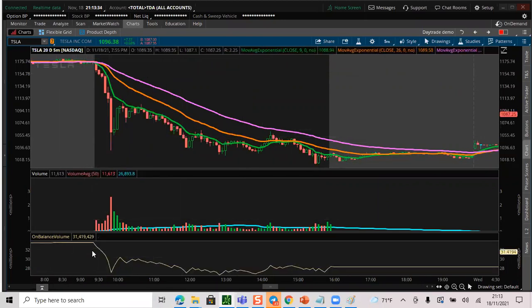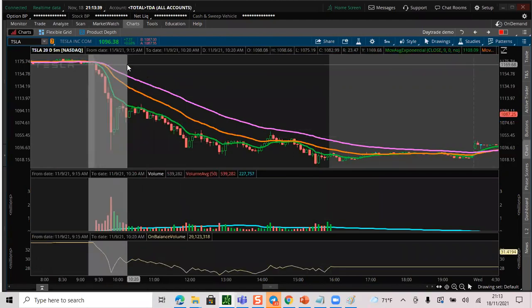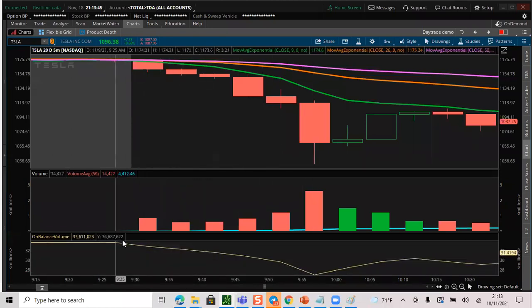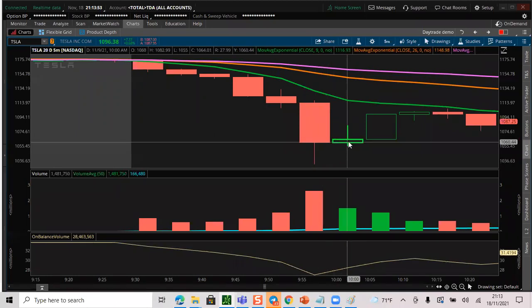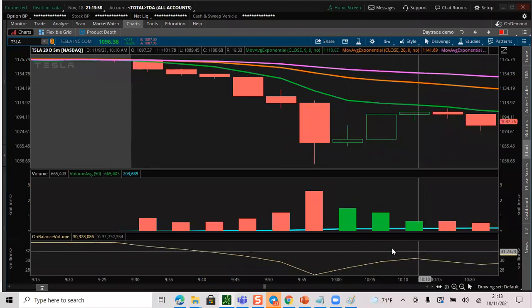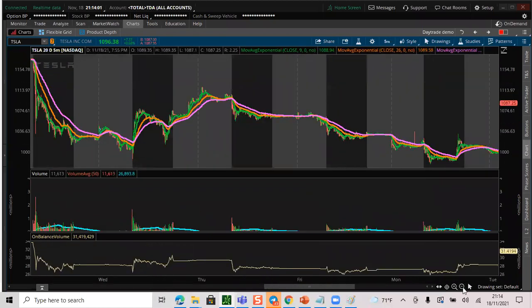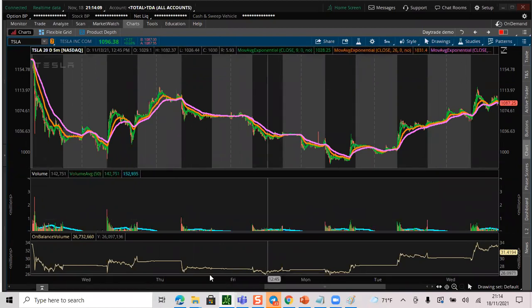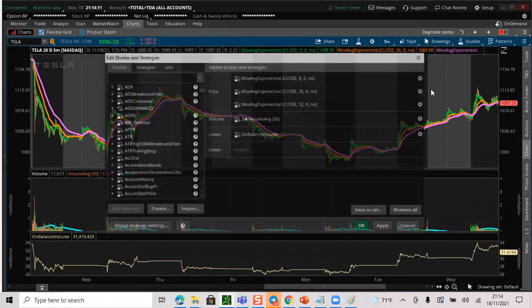So first of all, I added an indicator called on balance volume. You can clearly see the volume is just going down. Even the on balance volume is slightly going down at 9:55. It went down all the way, and then now the stock is slowly moving up. So you can see the line going up as well, right? So how do you read these trends as early as possible? Okay, I'll explain. I'll remove the studies.